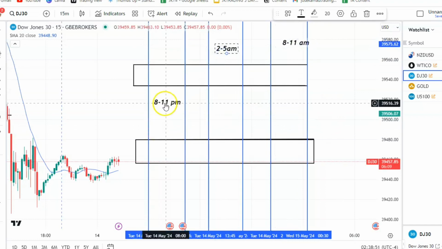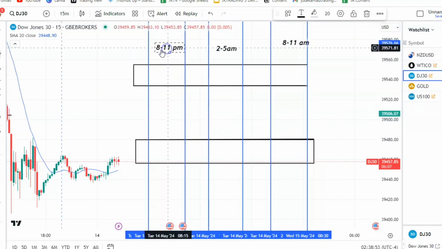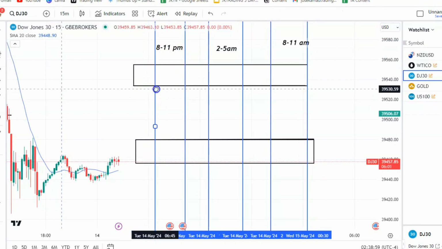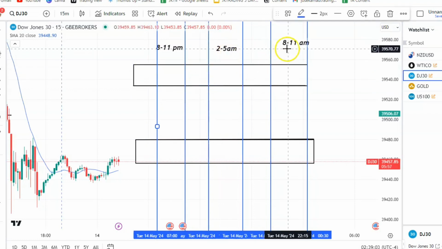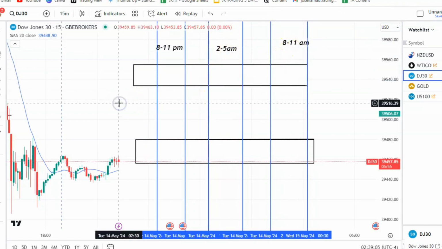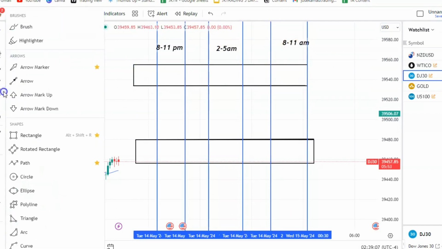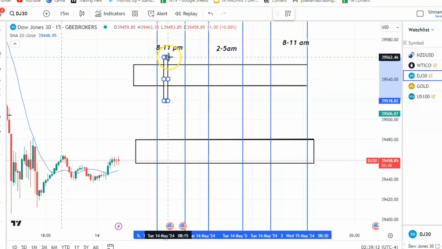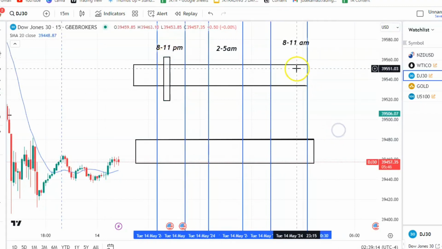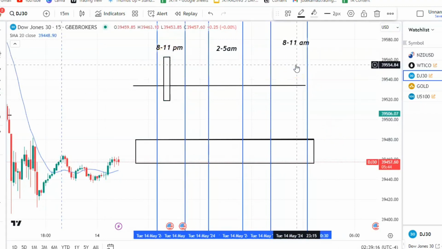Now, we need to only pay attention to the last 2 hours. So if it's 8 to 11, then I pay attention to 9 to 11, and then from 3 to 5 or from 9 to 11. And I am looking for a very specific thing. I am looking for a breakout out of the high. Let's delete this rectangle.